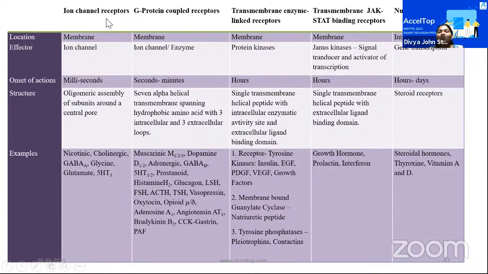The ion channel receptors are the simplest type of receptors, which are membrane bound, and the effector is the receptor per se. It is the ion channel which permits and causes the biological response. So they are rapidly acting, millisecond-wise acting receptors. Rapidly acting or instantaneous action can be produced by drugs that act via ion channel receptors.